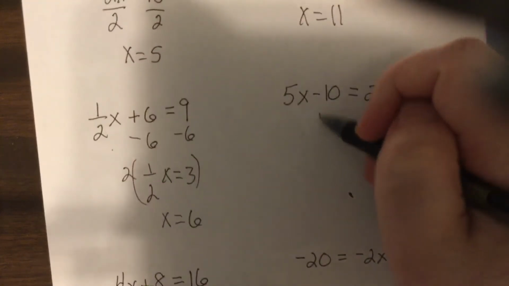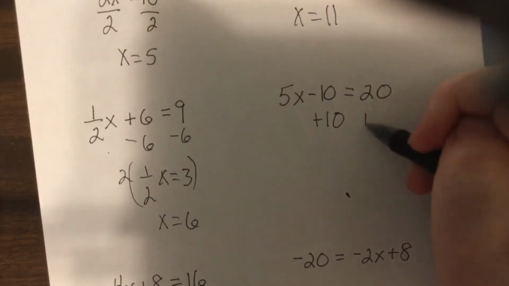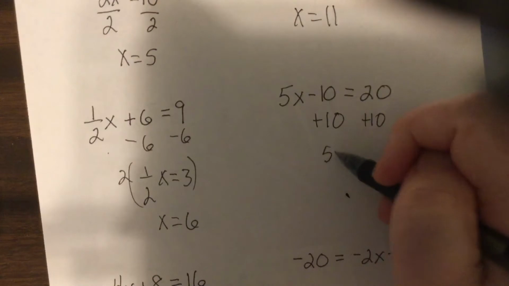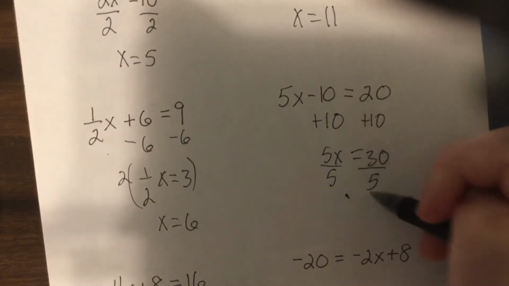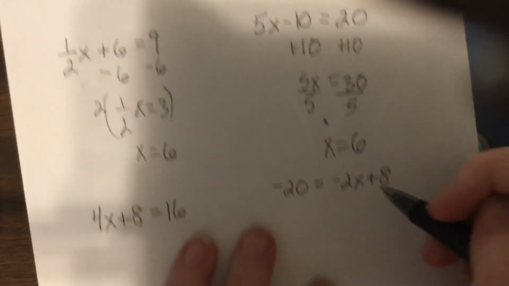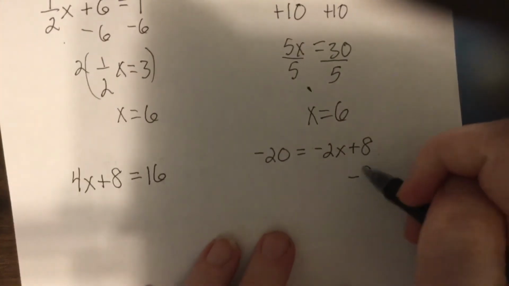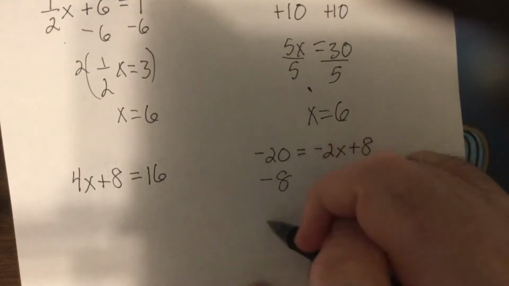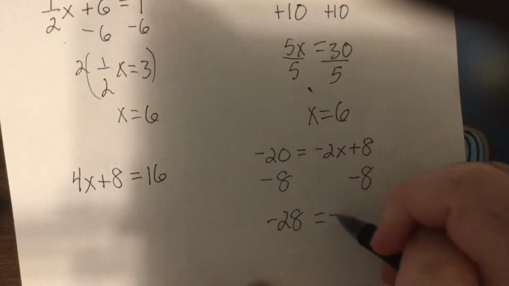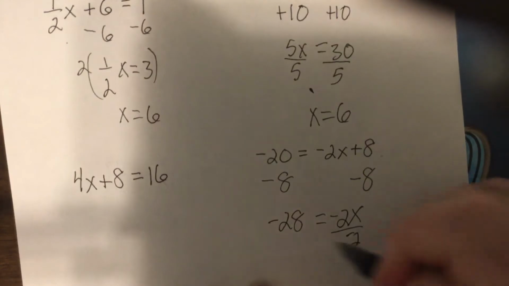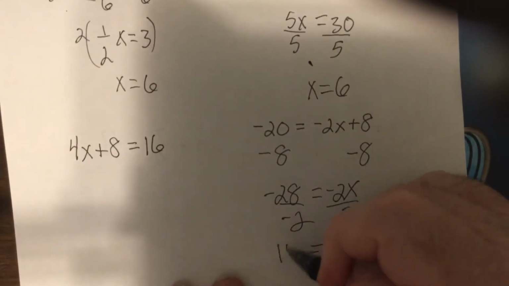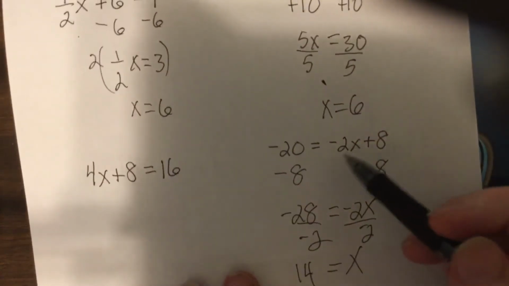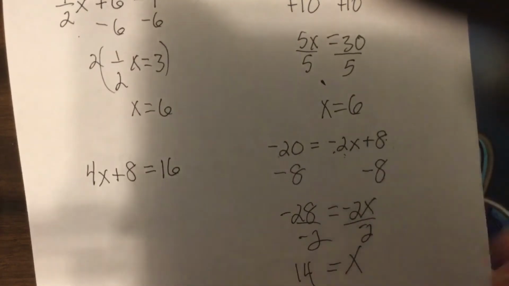Okay, so we're going to add 10 to get the 5x by itself. So 5x equals 30, divide by 5, so x equals 6. Here we're going to subtract 8. So -28 equals -2x, divide by -2. So x equals 14. And then check, -2 times 14 is -28, plus 8 is -20. Yay!